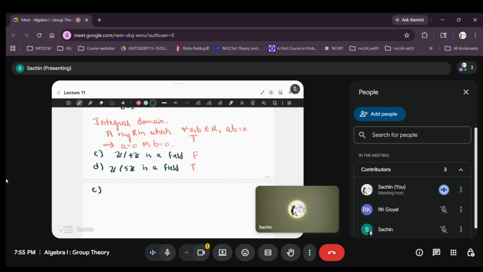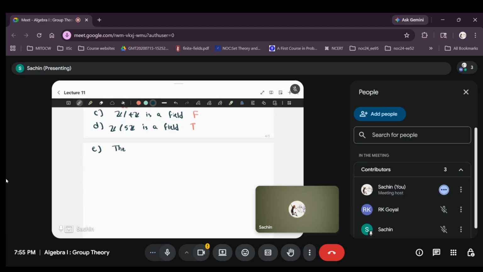Then the next part is the units in R form a group under multiplication. Is this true? We already saw that if A and B are units, AB is a unit. So it is closed. Then the other property would be if B is in this group, then B inverse must be in this group. But that is also true. If B is a unit, B inverse is also a unit, right?